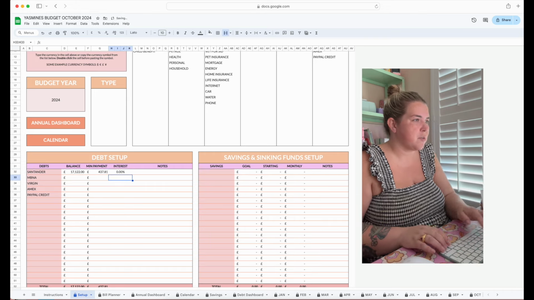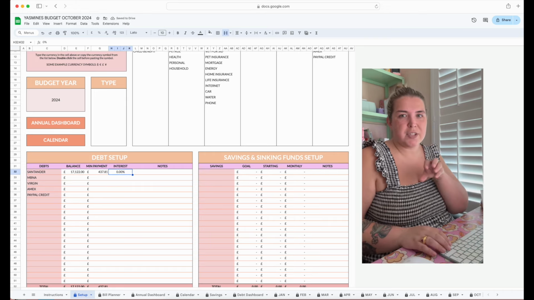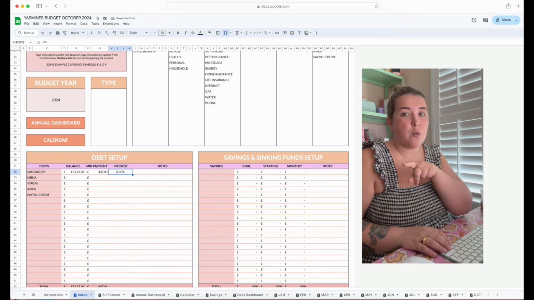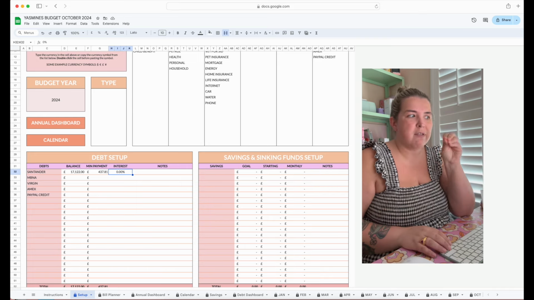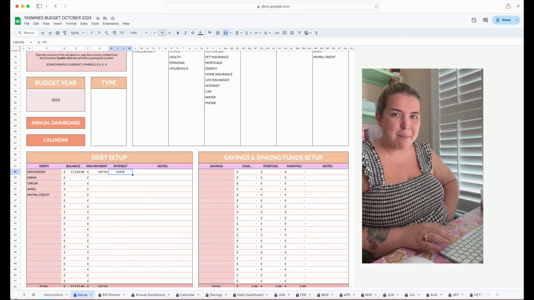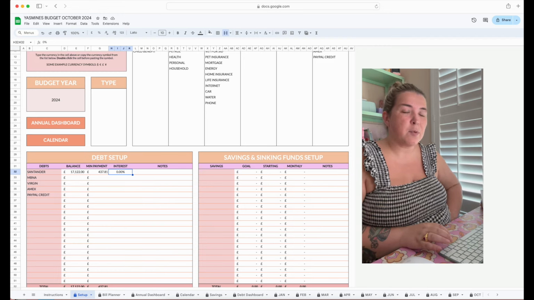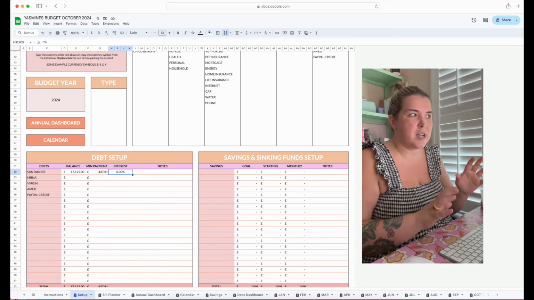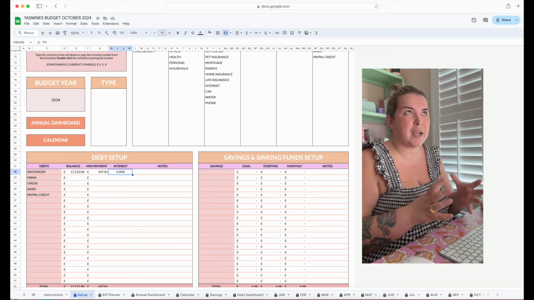The interest I don't know, so I'm going to put 0, but if you know the interest for your card, you can put it there, which I'll show you why later. It gives you a really good indication of how quickly you're paying your debt off, and it shows you the impact of the interest. So if you are in debt, this is a really good sheet to use because it gives you a proper picture.